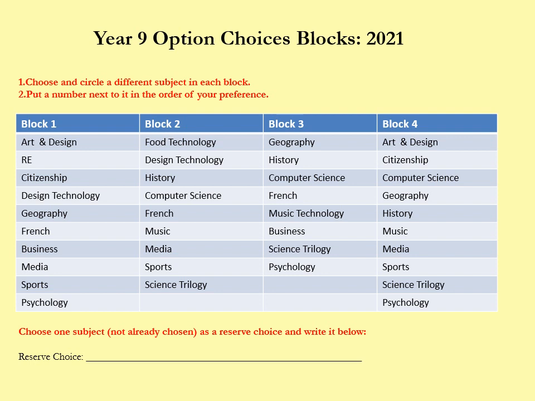We try to give each student all of their option choices. However, sometimes this is not possible. So we'd like you to choose a subject that you have not already chosen as what we call a reserved choice. This decision must be taken very seriously because you may have to study it. So there's no point in choosing a subject that you've got absolutely no interest in.